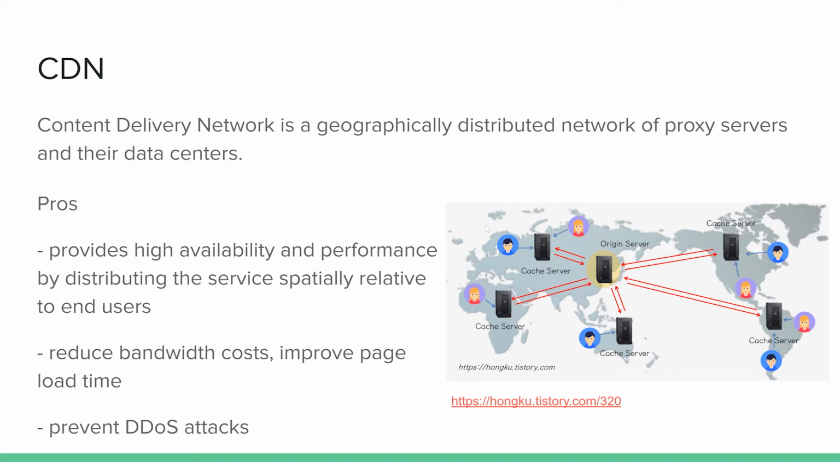As you can see in this graph, users will communicate with the cache server instead of communicating with the origin server. As a result, it will provide high availability and performance by distributing the service spatially relative to end users. Additionally, it can also reduce bandwidth cost and improve page load time, since users are way closer to the server. And as there are multiple targets, it can also, to some extent, prevent distributed denial of service attacks.